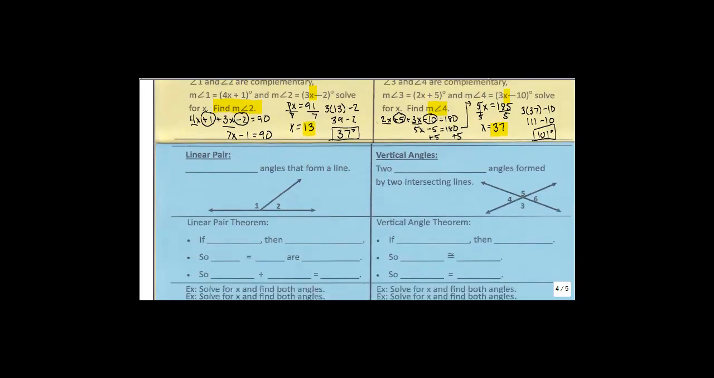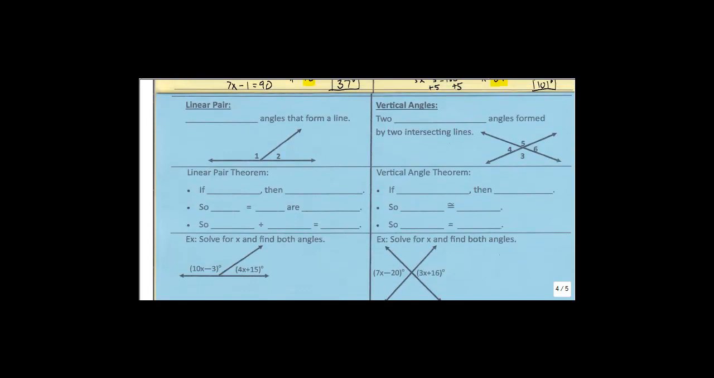Go down to the last part. We have two different types of angles down here. There is a linear pair. Linear pairs are always adjacent angles that form a line. So they are supplementary, but they also have to be adjacent. Supplementary angles do not necessarily have to be adjacent. A linear pair does have to be adjacent. The theorem says if it is linear, then it is supplementary.